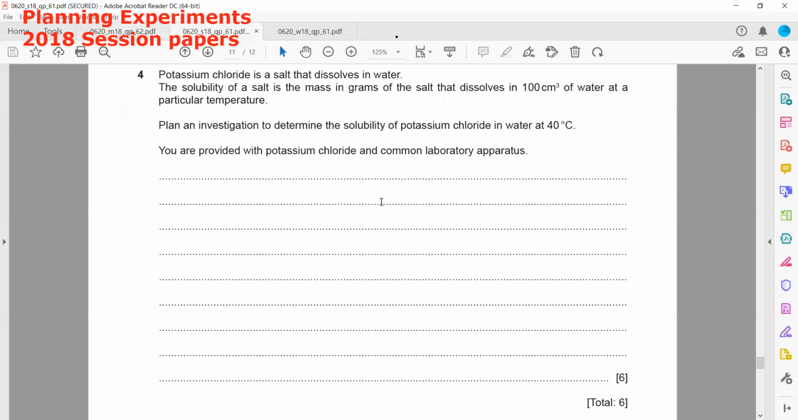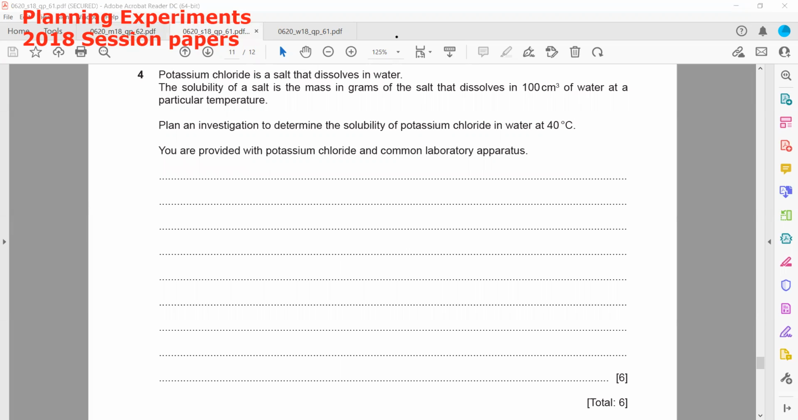The experiment from summer 2018 paper. Potassium chloride is a salt which dissolves in water. The solubility of a salt is the mass of a salt that dissolves in 100 cm cube of water at a particular temperature. Plan an investigation to determine the solubility of potassium chloride in water at 40 degrees centigrade. You are provided with the potassium chloride and the common lab apparatus.